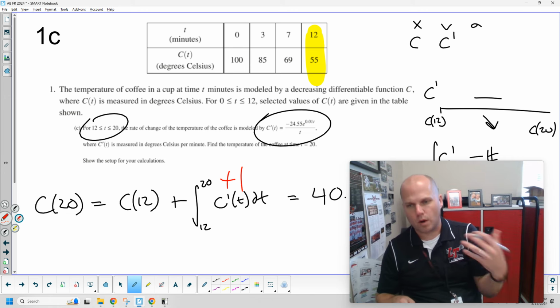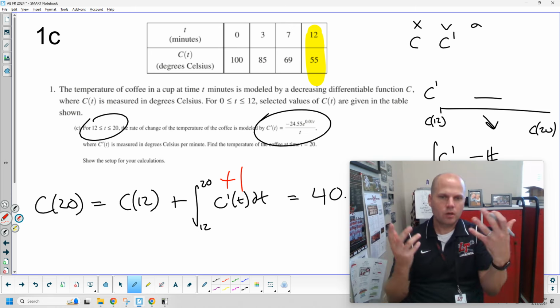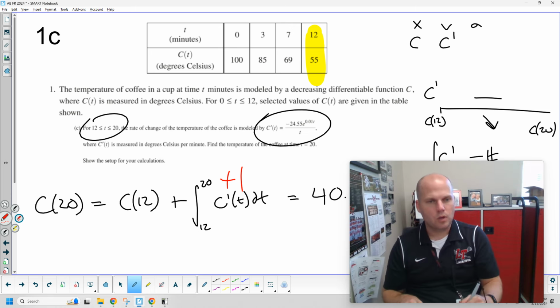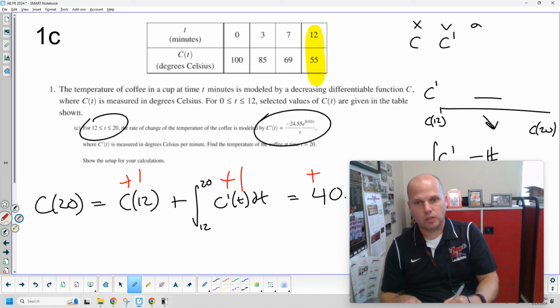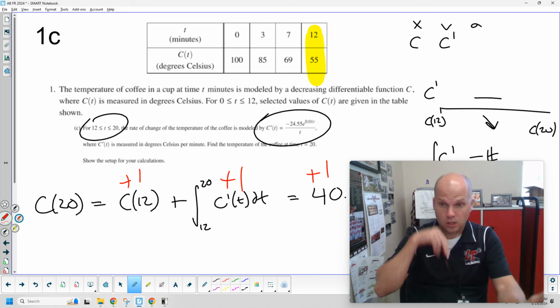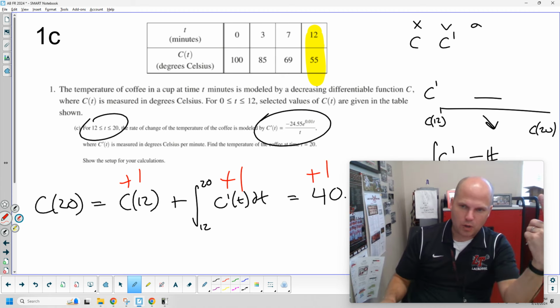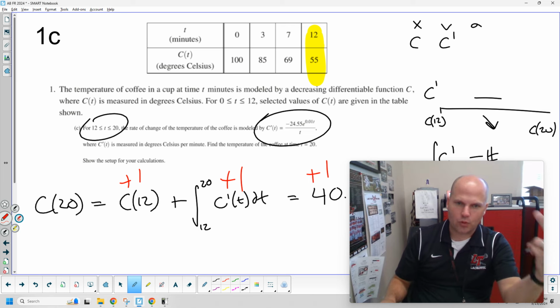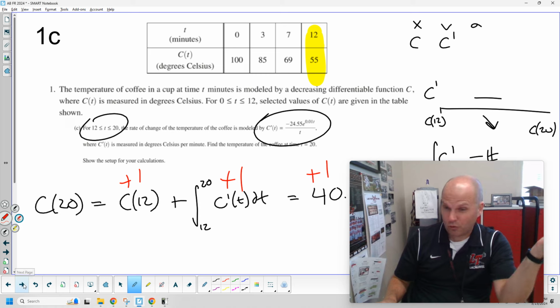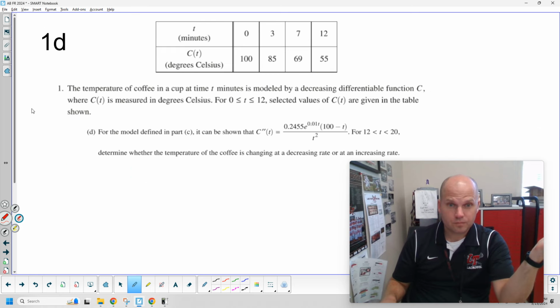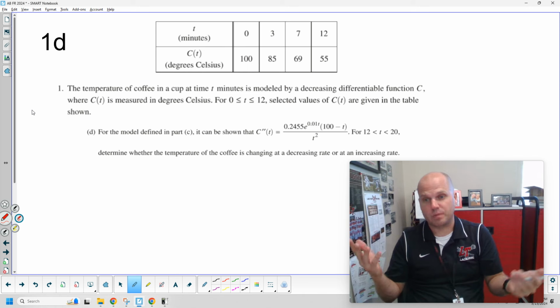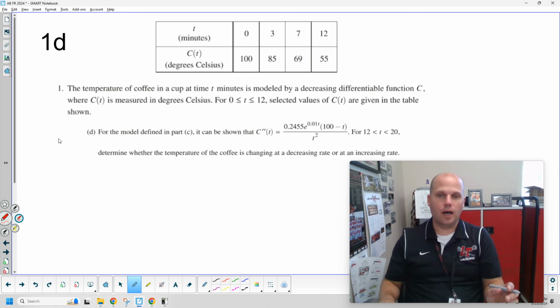Okay, so that was part C, and this is probably worth 3 points. They usually give you 1 point for having an accumulation of C prime, 1 point for using your initial value, 1 point for getting your final answer. So I bet you that first problem's worth 1, second problem's worth 3, this problem's worth 3. So we're at 7. So it means the last part's worth 2. Let's see. Yeah, I could see this actually being worth 1 or 2.